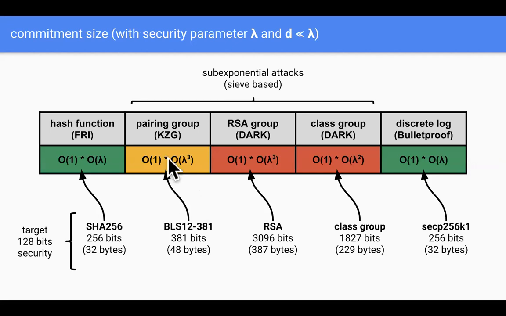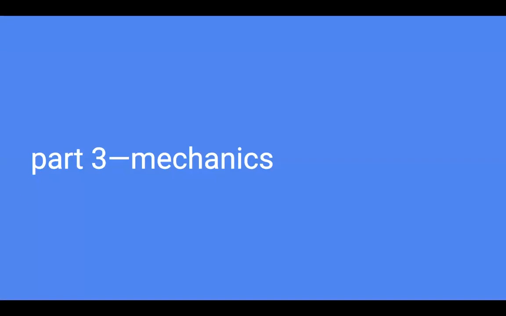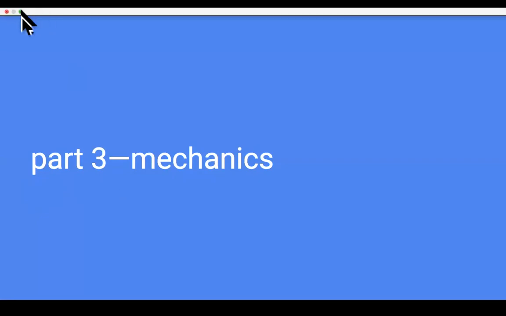Okay, so that was just an addendum to the previous talk, to give a little bit of flavor as to what's going on with the lambda terms here. What I'd like to talk about now is the actual mechanics of how the schemes work. I've told you how the commitment works, but I haven't told you how you actually do the openings. Any questions so far?